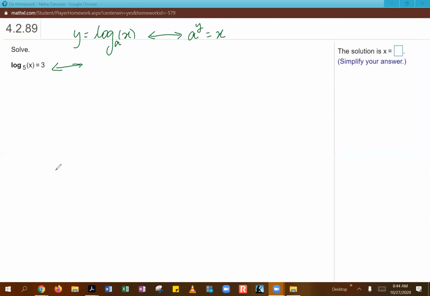Alrighty, very good. Because when we convert this into exponential notation, you have base 5 raised to the exponent of 3 equals x. And of course, 5 to the third power is 5 times 5 times 5, which comes out to be 125. So yeah, your x value is going to be 125.